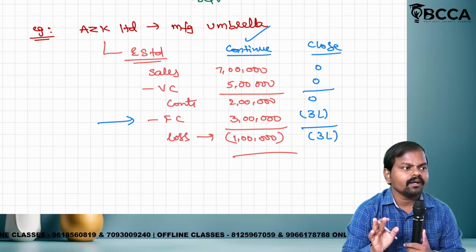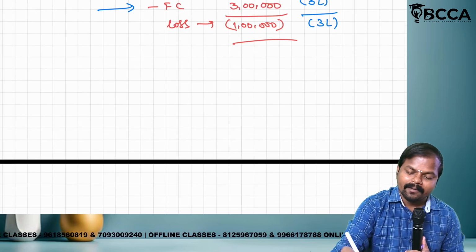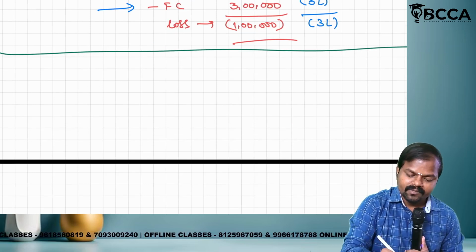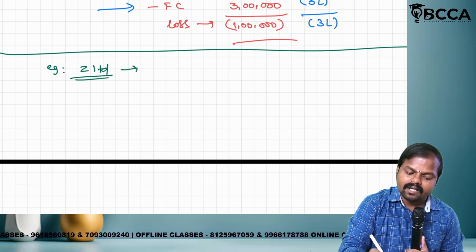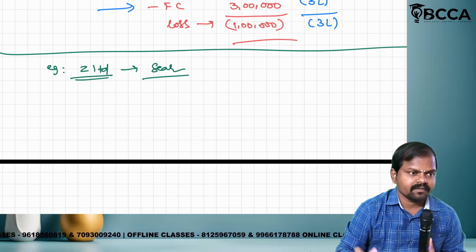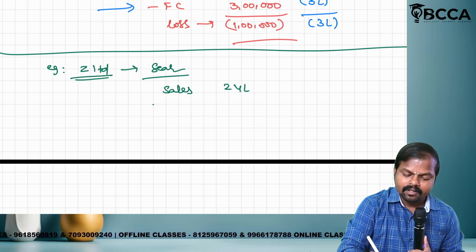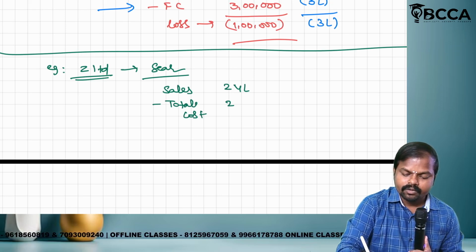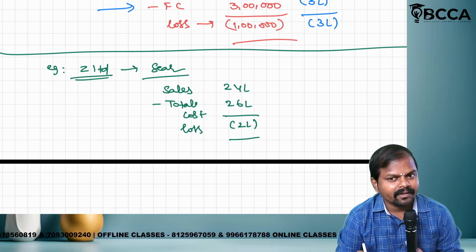Is it clear? Excellent. One more example I will tell. Z Limited. This is also a seasonal based industry. Upcoming season, unfavorable season. They are estimating sales 24 lakh minus total cost 26 lakh. Loss is equal to 2 lakh. Now tell me whether to continue or discontinue.